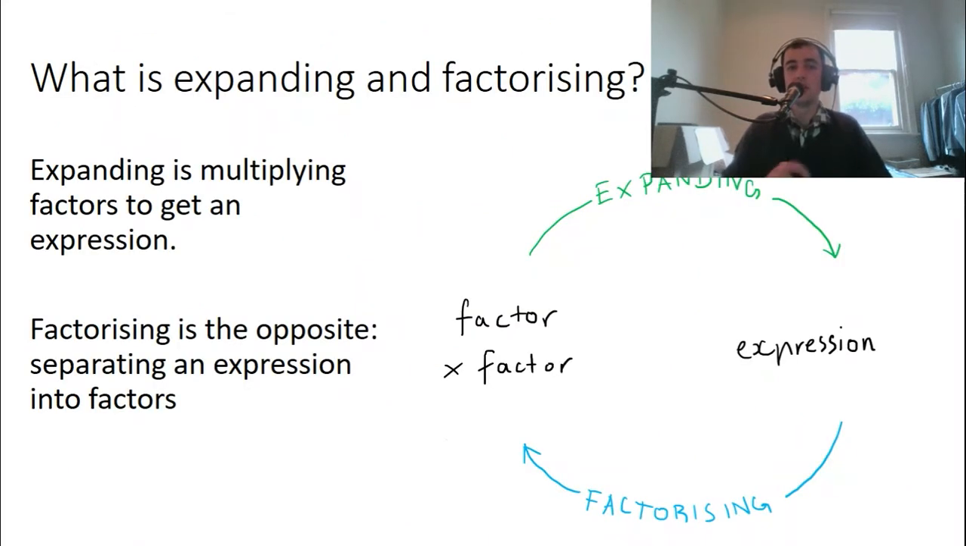Okay, so what is expanding and factorising? What are we even talking about here? I'll go through why this is important in a second, but firstly, what even are we talking about? Expanding is when you have two factors and you multiply them to get an expression. So going from here to here. And factorising is doing the opposite thing. Taking an expression and separating it into factors.